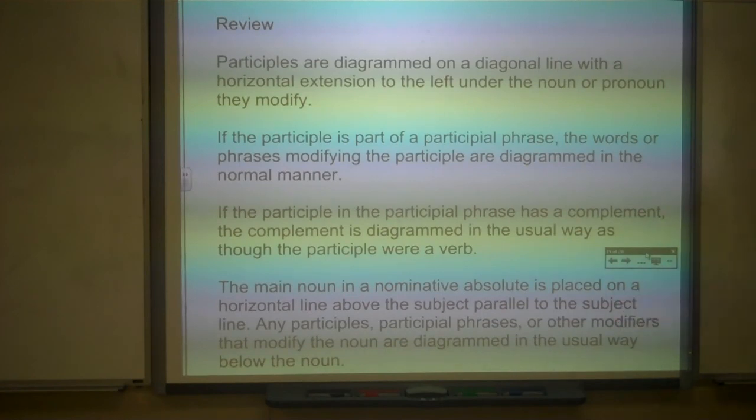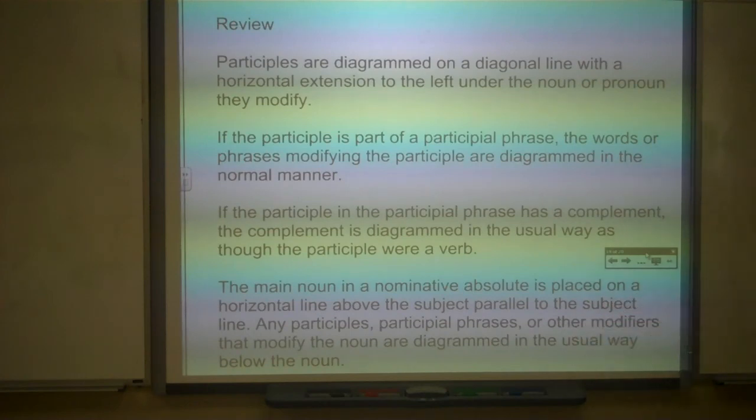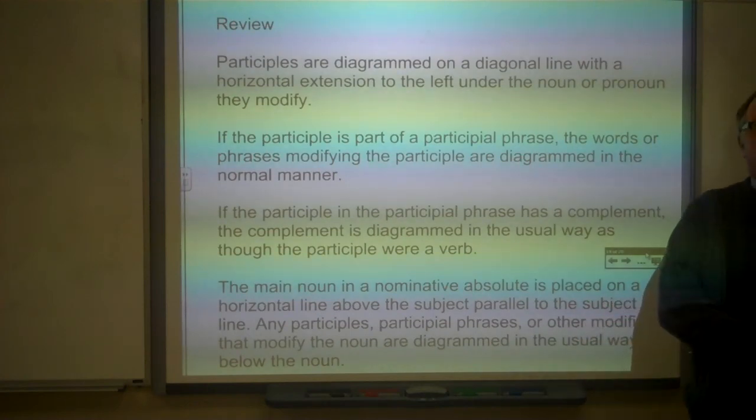The main noun in a nominative absolute is placed on a horizontal line above the subject, parallel to the subject line. Any participles, participial phrases, or other modifiers that modify the noun are diagrammed in the usual way below the noun.